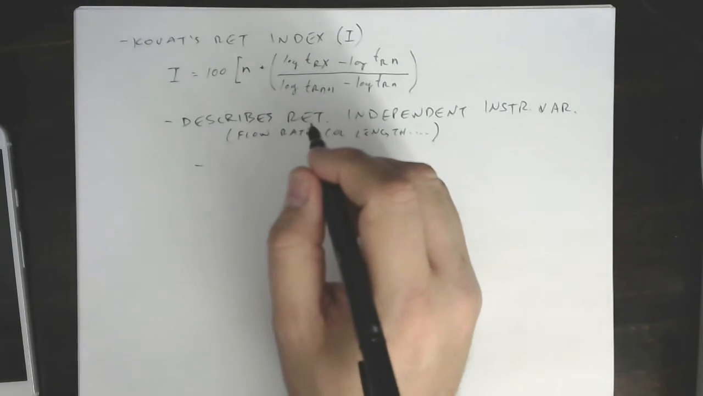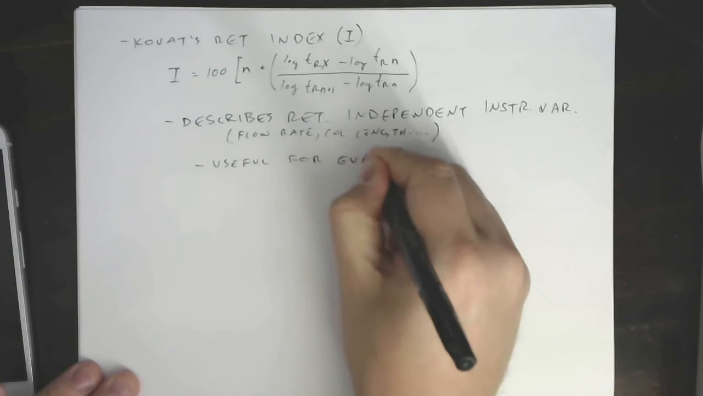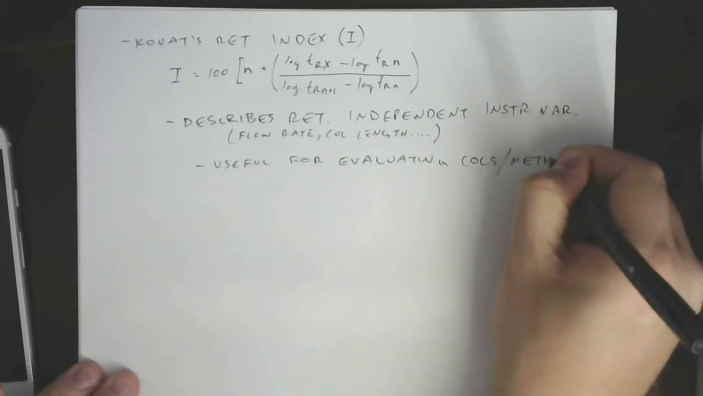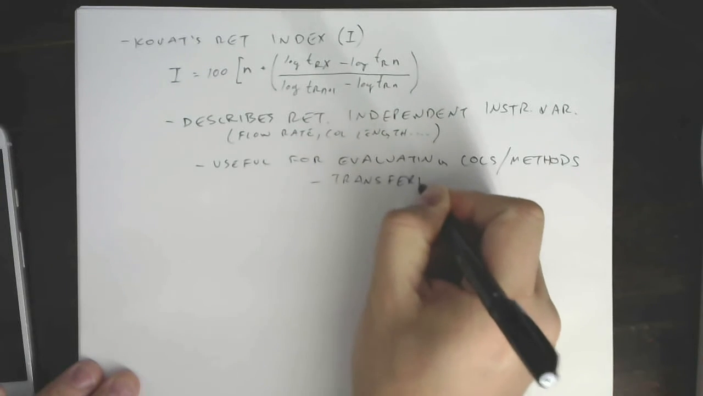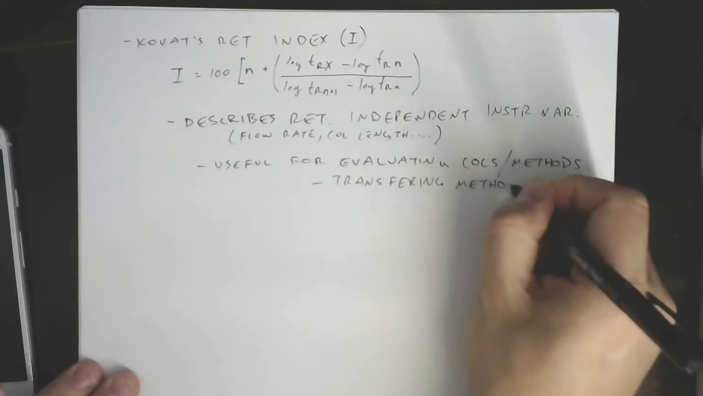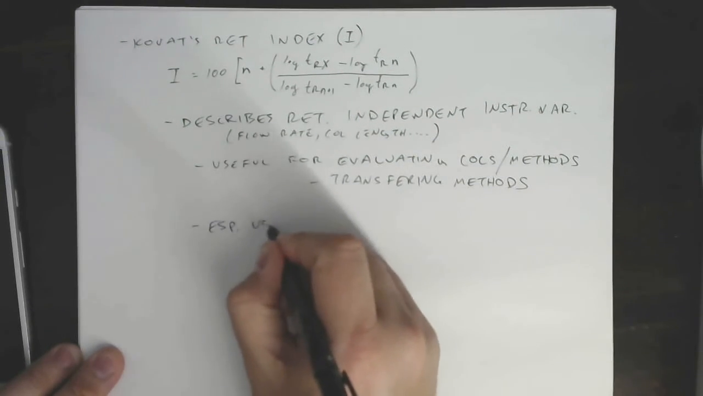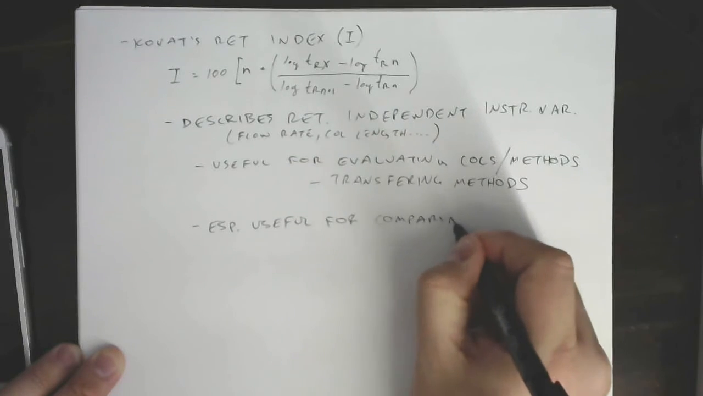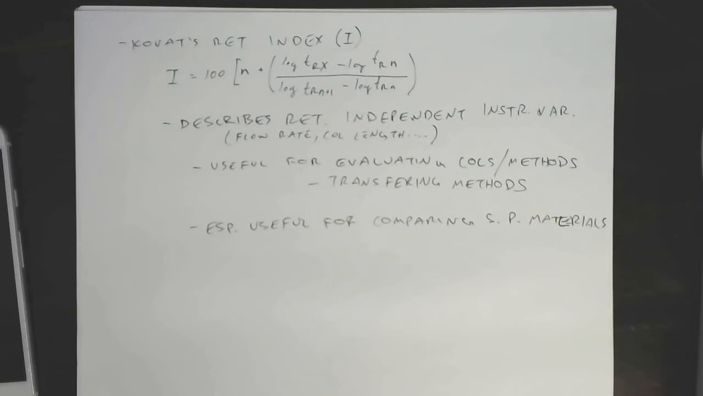It's useful for evaluating columns and also methods, and for transferring methods between labs or from one instrument to another. But the reason we're talking about it today is that it's especially useful for comparing stationary phase materials.